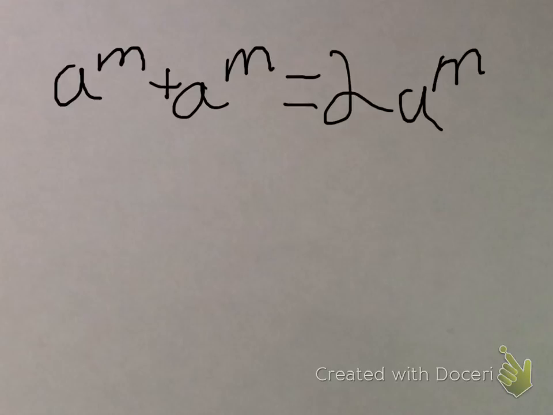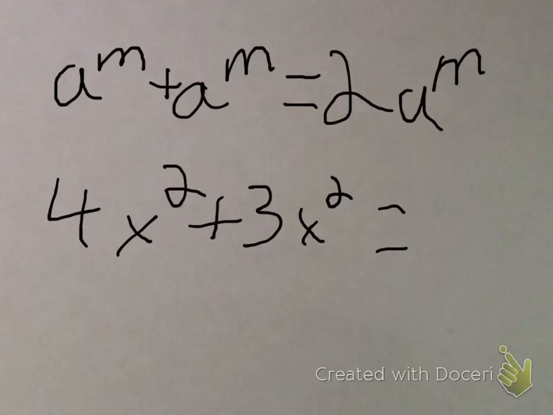So for an example, we have 4x to the power of 2 plus 3x to the power of 2. And so 4x and 3x would equal as your a's, and so you would have 7x. So you'd add those together, and you'd keep the 2's the same. And so your answer would be 7x squared.